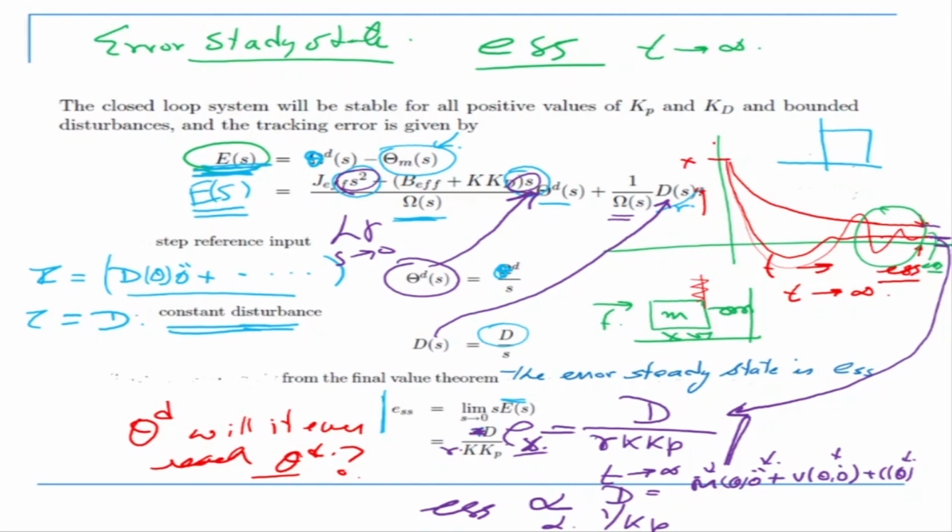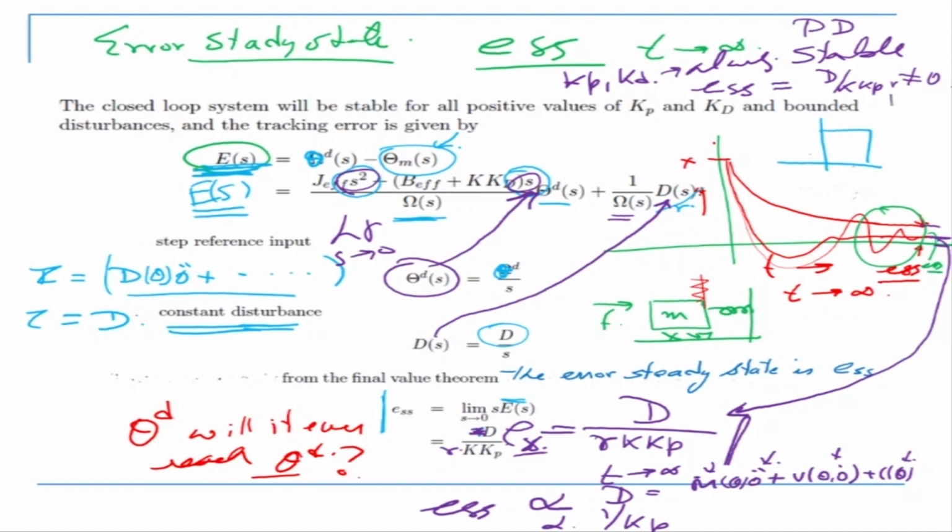So what is the moral of the story? The moral of the story is that the PD controller is always stable, irrespective of the values of Kp and Kd. They are positive, of course. So this is always stable. But the bad side of it is that error steady state is equal to D by K Kp into R, which means that error steady state is not equal to 0. It cannot become equal to 0. So you'll always have some error.